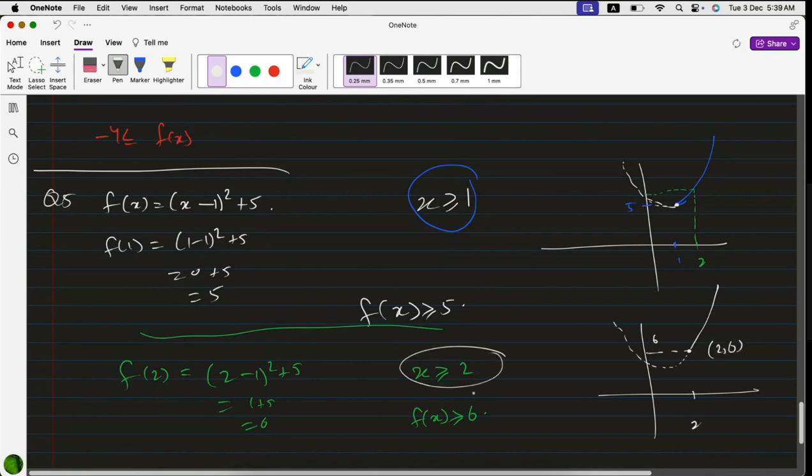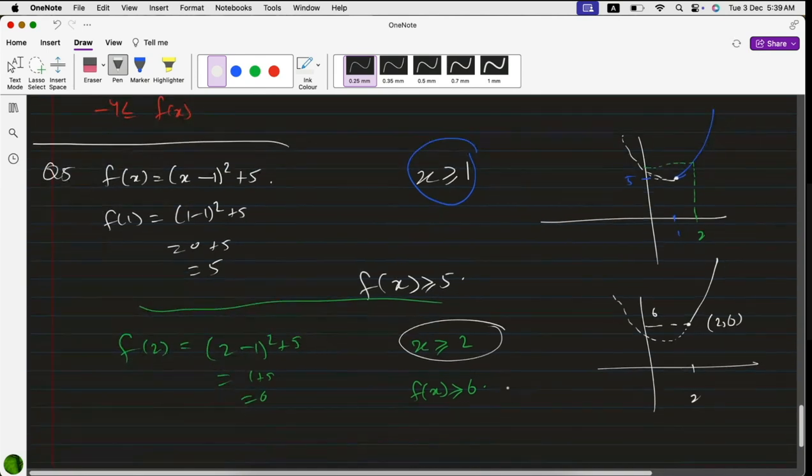So would this domain be impossible to find without the limit of x greater than or equal to 1? Now that's quite possible. But if there was no greater than or equal to 1, like if it was not there, or like x belongs to R.